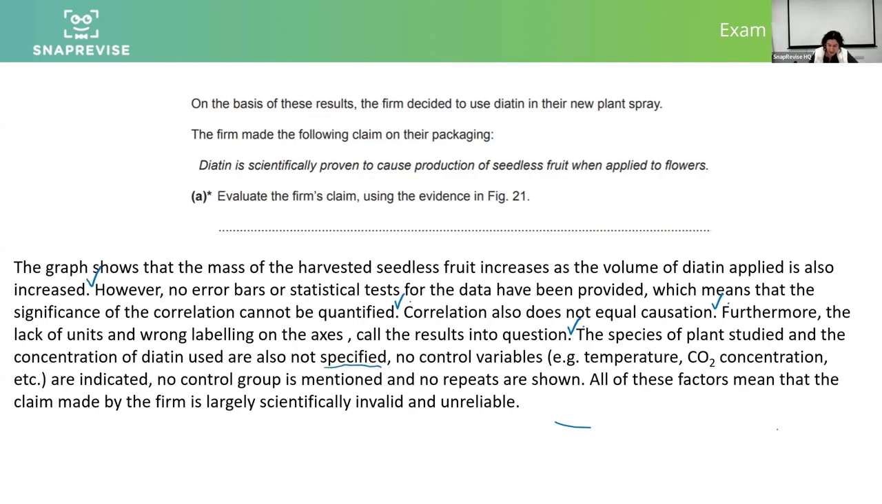So gaps, and no control variables are used. So gaps in the validity of the study. For example, temperature, CO2 concentration are not indicated. Furthermore, no control group is mentioned and no repeats are shown. Also, way more problems with the setup of the study. All of these factors mean that the claim made by the firm is largely scientifically invalid and unreliable. So in this particular case, there's only one argument for and several against.